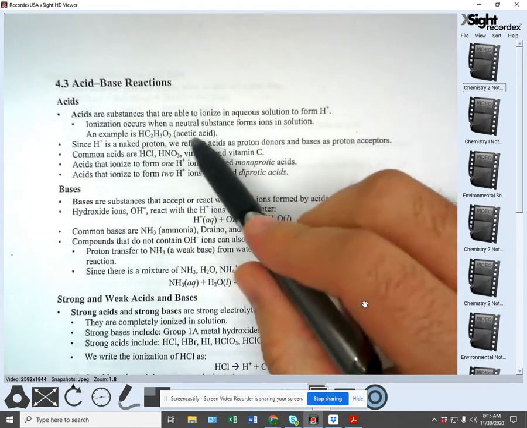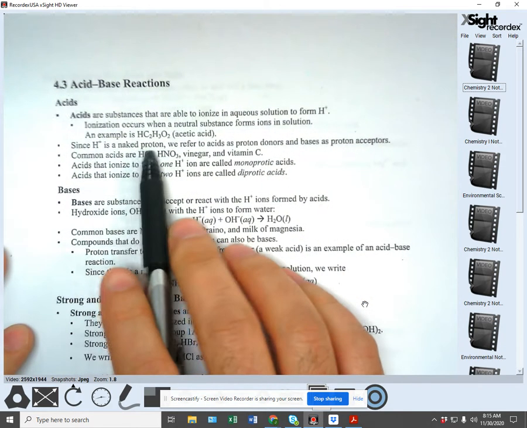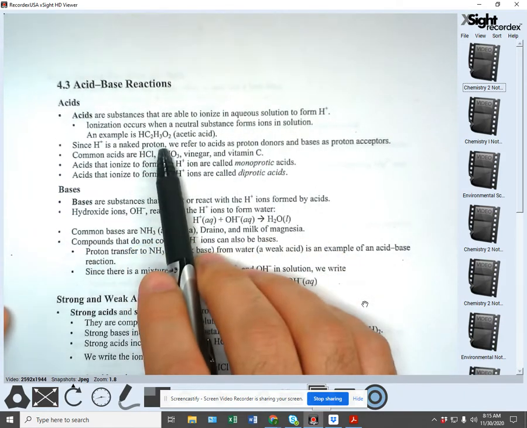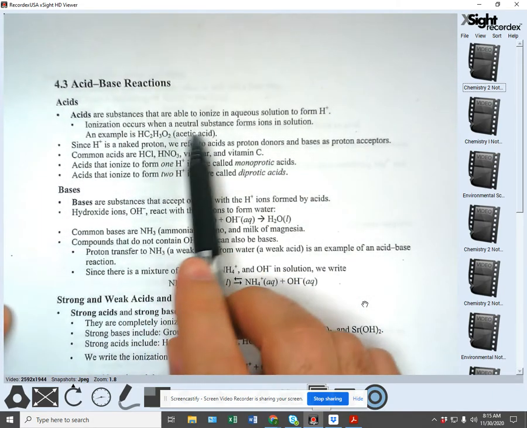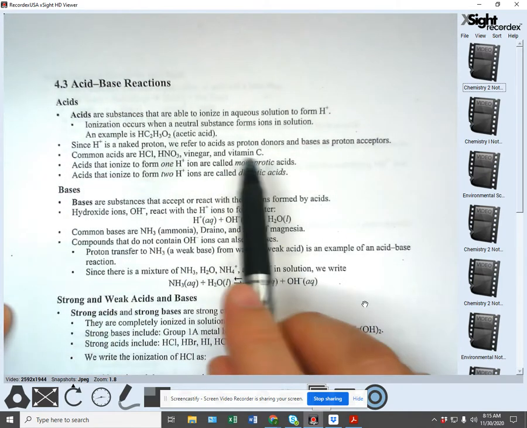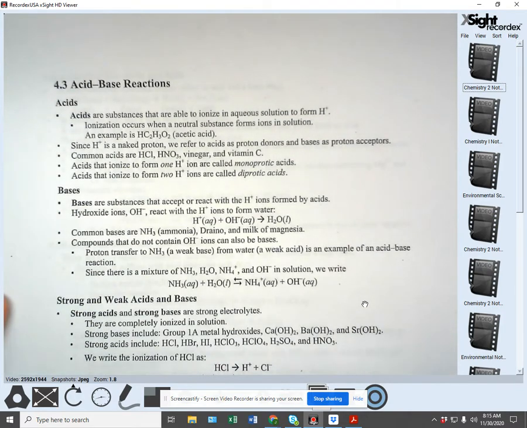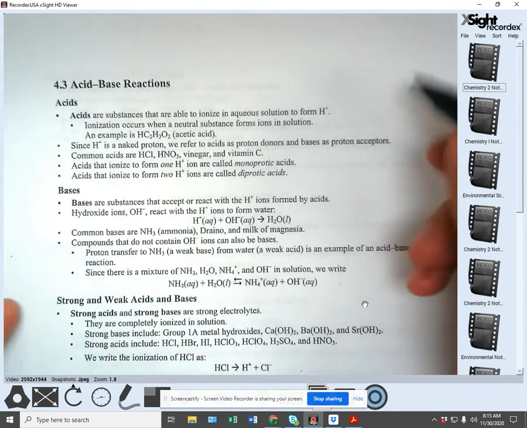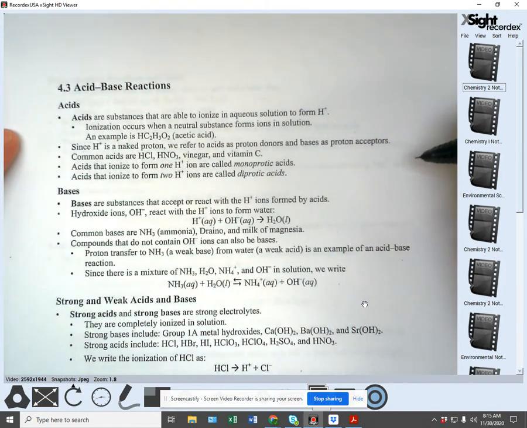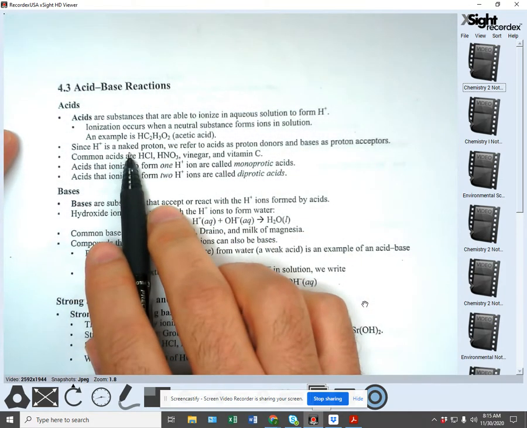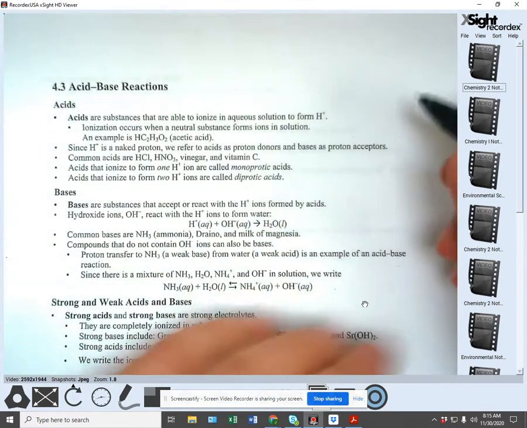Acids are substances that are able to ionize in an aqueous solution to form a hydrogen ion. Ionization occurs when a neutral substance forms ions in solution. So you get an example, acetic acid. We've already talked about this previously. When it ionizes, when you put it in water, you get H plus and you get C2H3O2, right? Okay. So this is a hydrogen ion. It says since H plus is a naked proton, we refer to acids as proton donors and bases as proton acceptors.